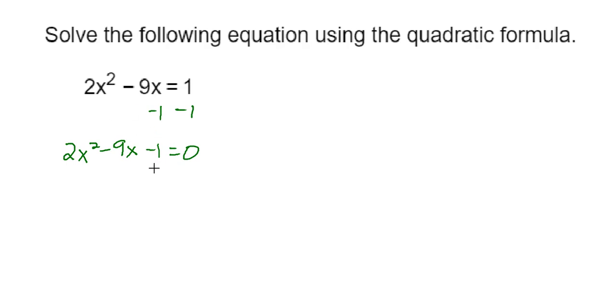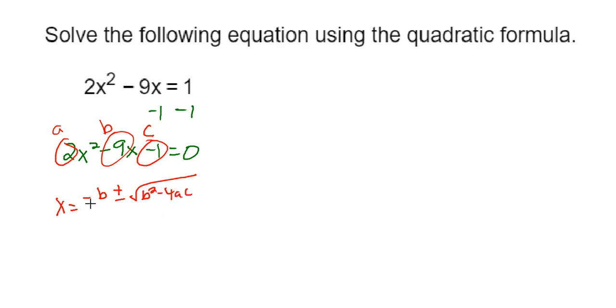Then we can identify A, B, and C. So if you're identifying A, B, and C here, you're gonna think C is equal to 1. C is not equal to 1. C is equal to negative 1. A is equal to 2. B is equal to negative 9. So we'll plug those numbers into the quadratic formula. So we have negative b plus or minus the square root of b squared minus 4ac over 2a.